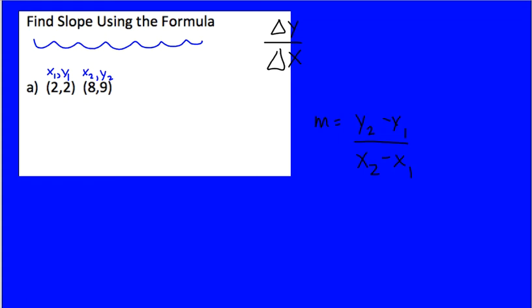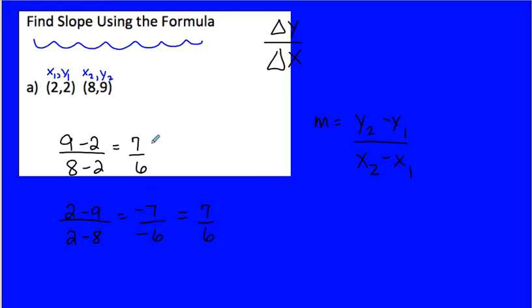So all I have to do is plug those points in either order. It doesn't matter as long as you keep the points consistent. I could do 9 minus 2 all over 8 minus 2, which would give me 7 over 6. And that would be my slope. Or I could do 2 minus 9 all over 2 minus 8, which would give me negative 7 over negative 6, which would simplify to 7 over 6. Okay, so that's the slope.